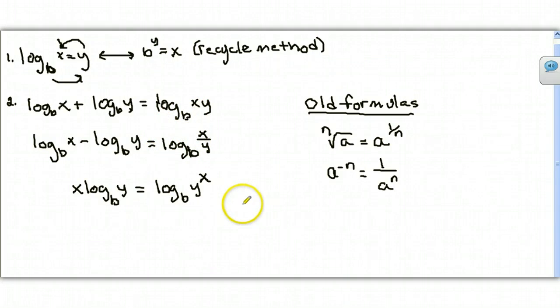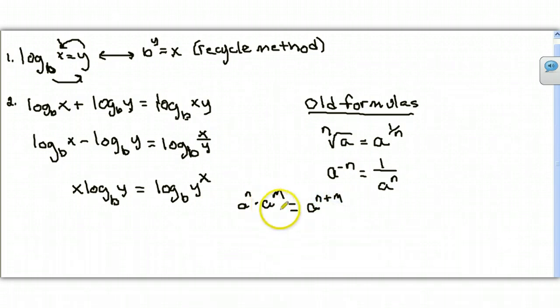Remember, last quarter, we had a to the n times a to the m. What would that be equal to? n plus m. Remember, if you multiply them, you add the exponents. If you look at the logarithm, when you add logarithms, you multiply. It's the opposite. With exponents, when you multiply, you add the powers. With logarithms, when you add the logarithms, you multiply the things in front. So logarithms and exponentials are like brother and sister. They go hand in hand.